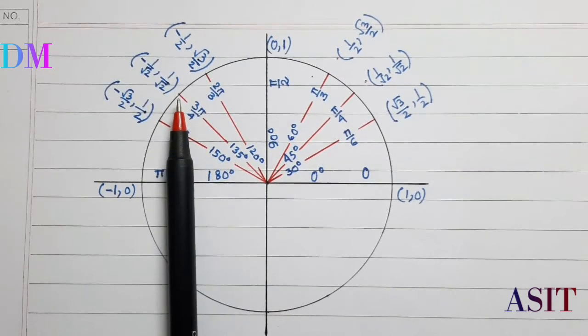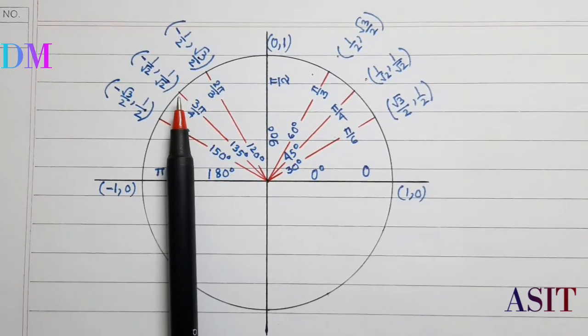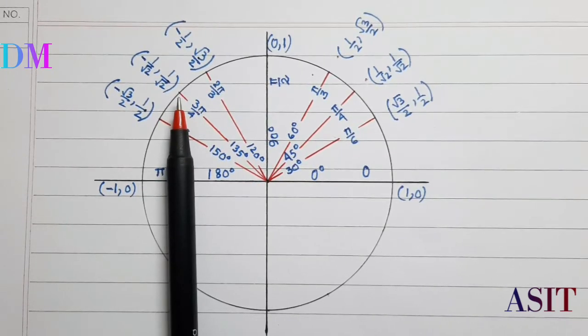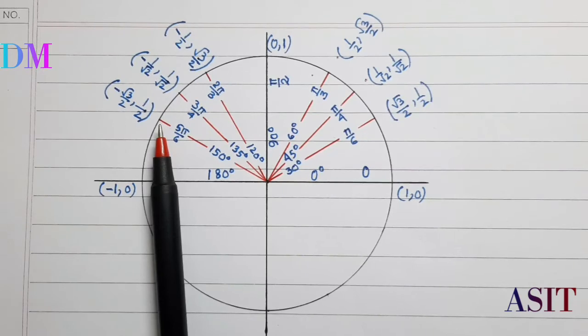Similarly, we can say that cos 3π by 4 equals minus 1 by root 2 and sine 3π by 4 equals 1 by root 2, and cos 5π by 6 equals minus root 3 by 2 and sine 5π by 6 equals 1 by 2.